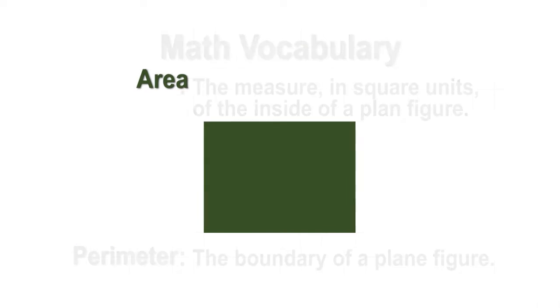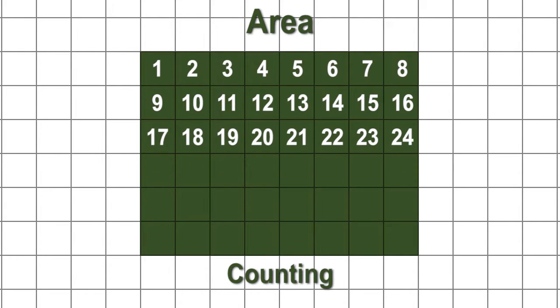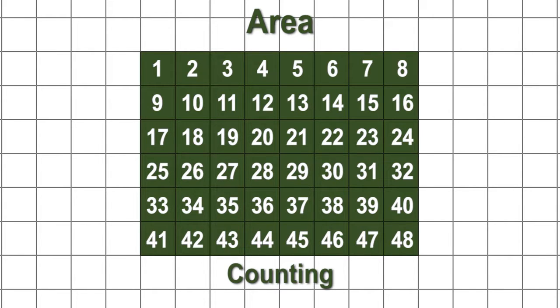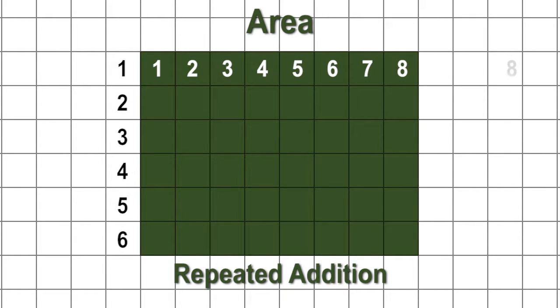Let's determine the area of this rectangle. There are many ways we could calculate the area. First, we could count each square. By counting, we get the area of 48 square units. Repeated addition is also a strategy. We recognize that there are 8 squares in each row and we have 6 rows. Therefore, 8 plus 8 plus 8 plus 8 plus 8 plus 8 equals 48.